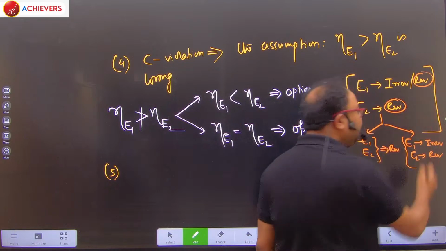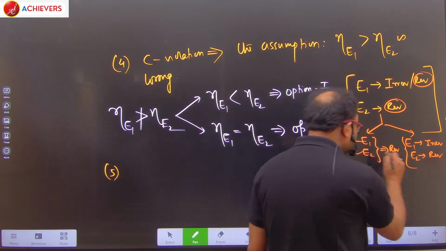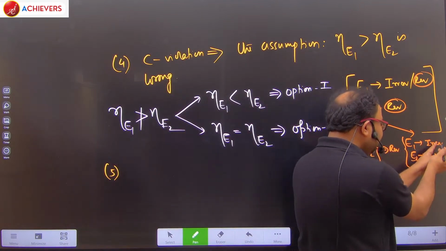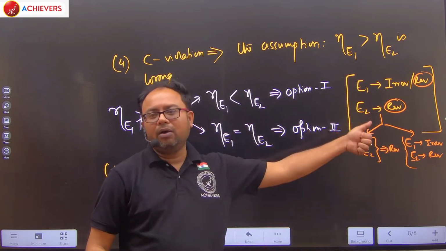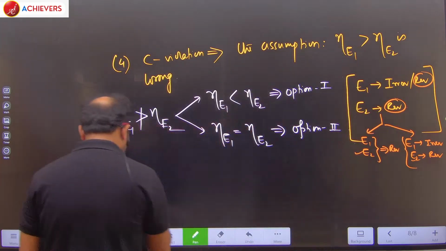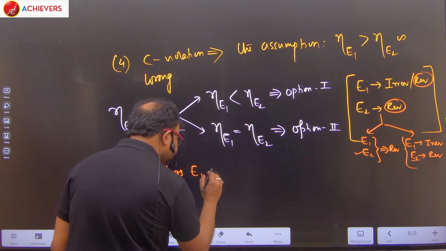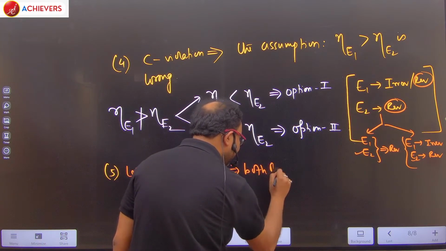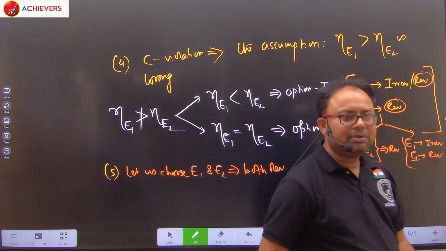Either both are reversible. E2 is always reversible. Now you have got two options: either E1 is irreversible or E1 is reversible. So either both are reversible or one is reversible and another is irreversible. So let us choose this option, E1 and E2 both reversible. If we choose this option, then what is going to happen?